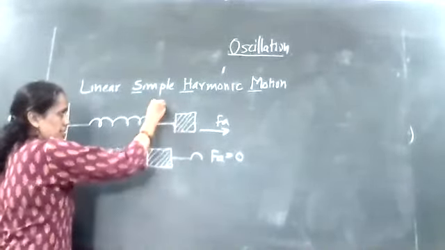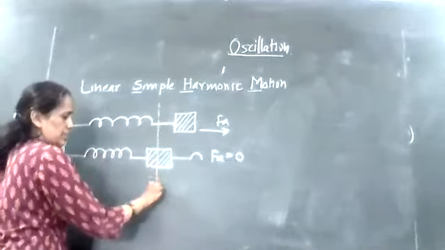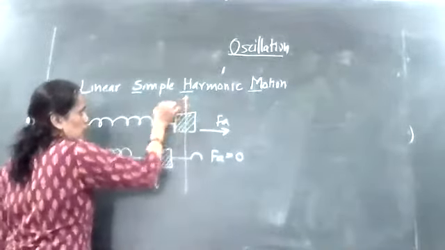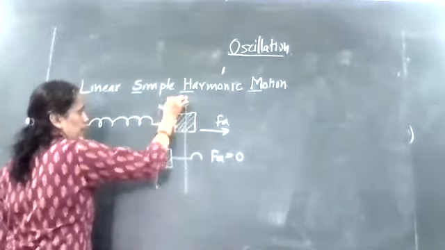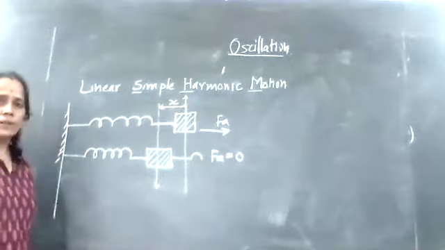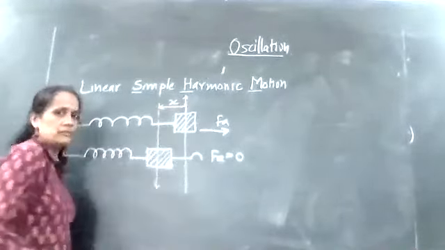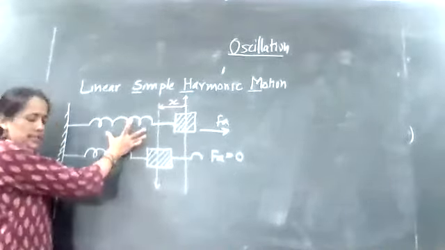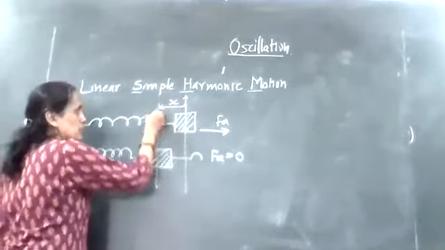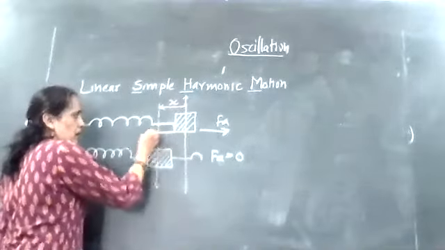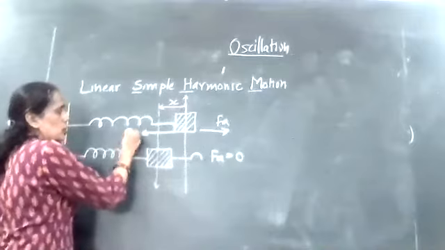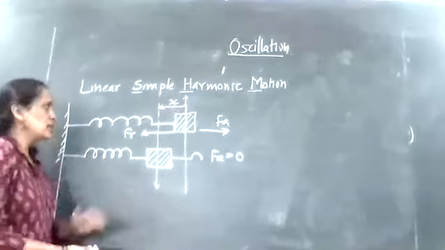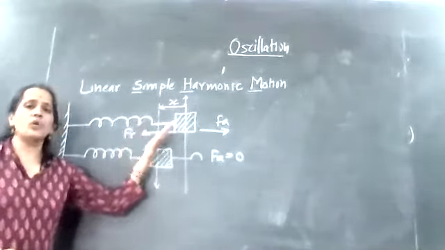How much is the extension? See, this is the initial position, and from that your block gets displaced. Means now displacement will occur in the spring. But due to the property of elasticity, a restoring force is acting on the spring whose direction is towards the rigid support. That is due to the property of elasticity, the spring wants to regain its original size and shape.